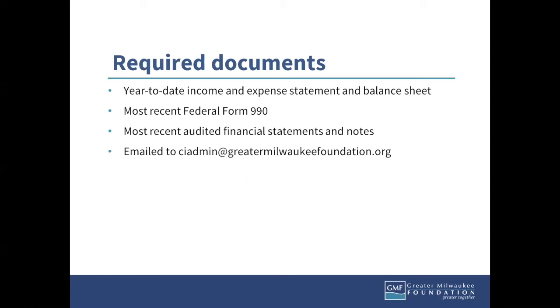Each applicant is required to submit the following documents: a year-to-date income and expense statement and a balance sheet, the organization's most recent federal Form 990, and the most recent audited financial statements, including notes. Any additional documents that need to be submitted along with these three items will be listed in the instructions at the beginning of each application. All your documents should be emailed to ciadmin@greatermilwaukeefoundation.org.